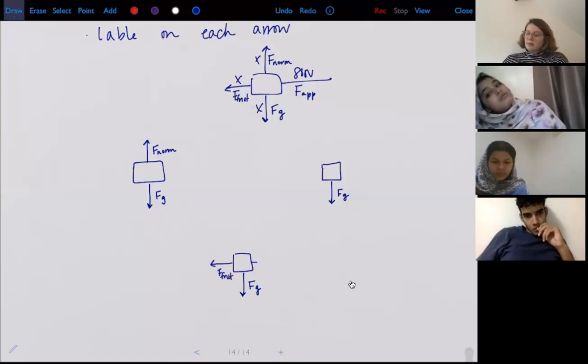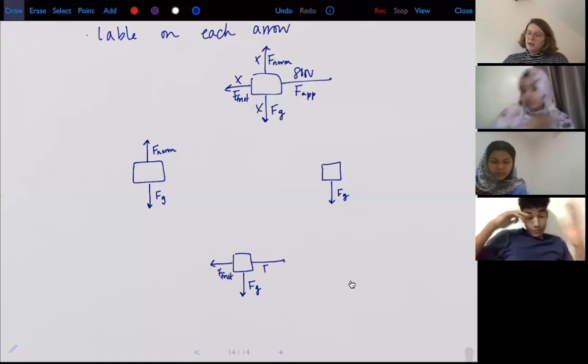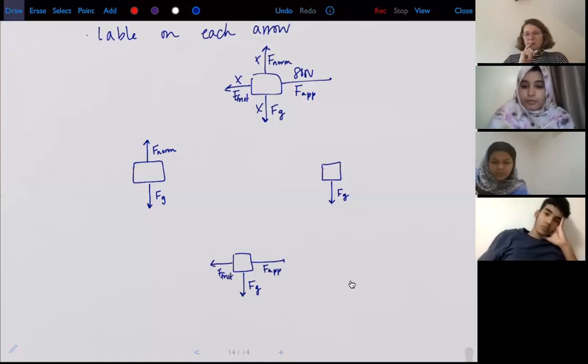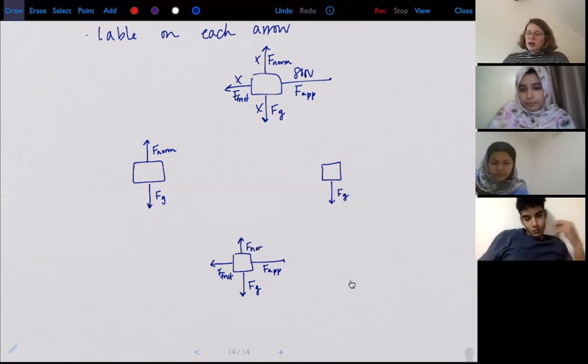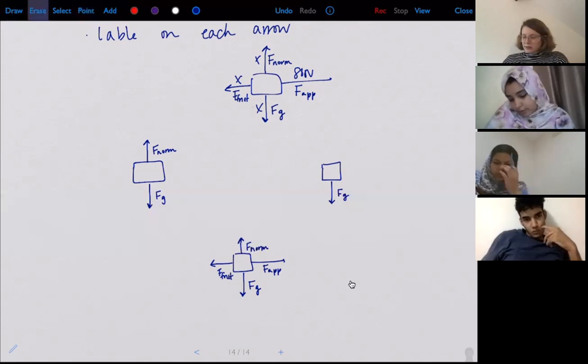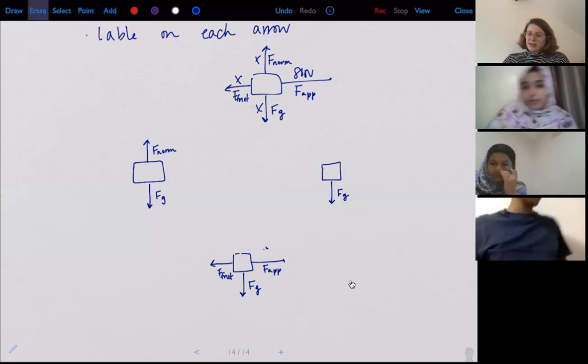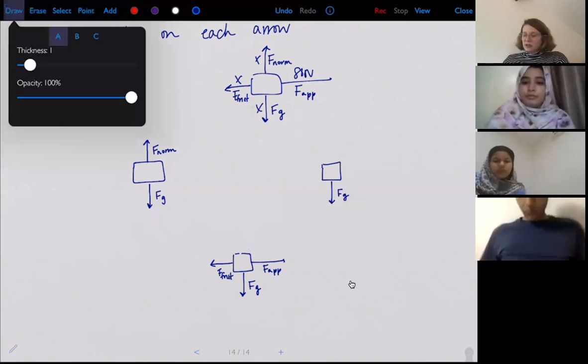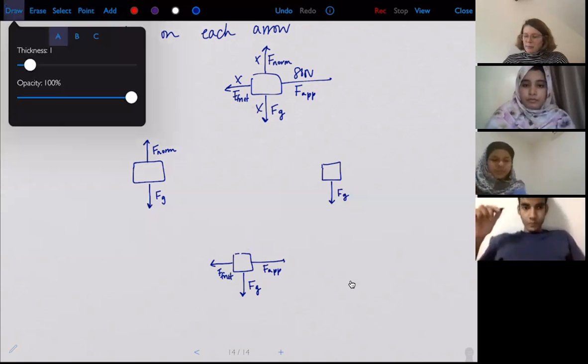So anyway, we'll just do this. F applied, and is that it? No, normal force also. Exactly. When you're drawing the normal force and the gravitational force, try to get the arrows right. I didn't get them very exact. Should the arrows have a magnitude that is exactly the same?